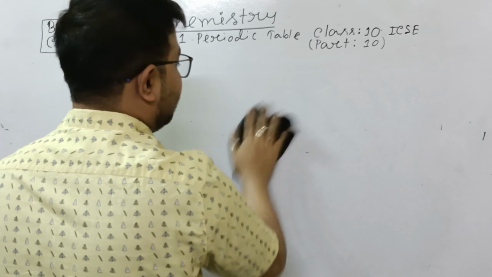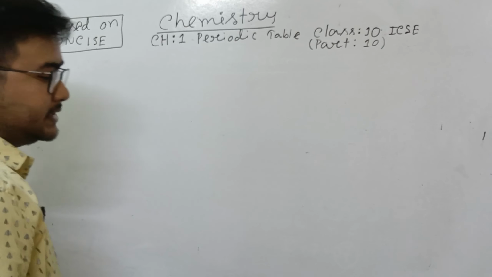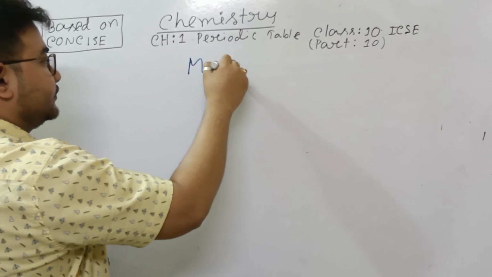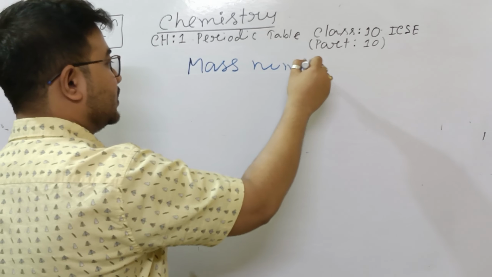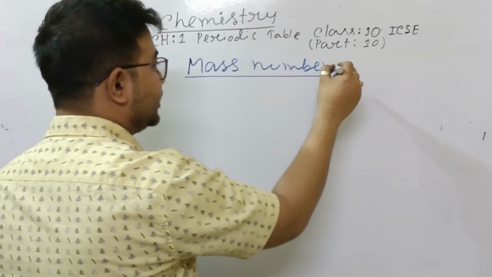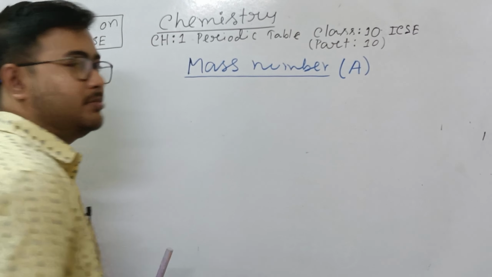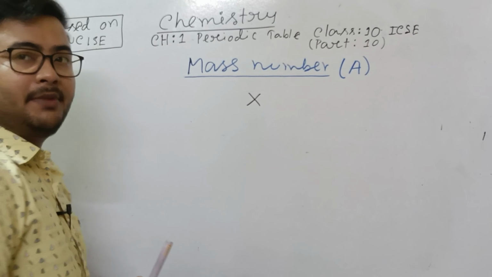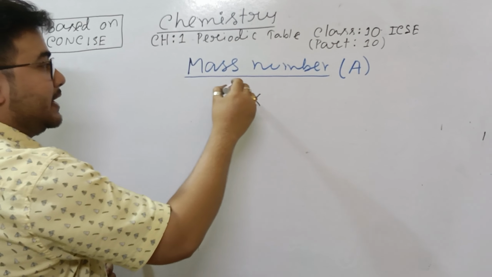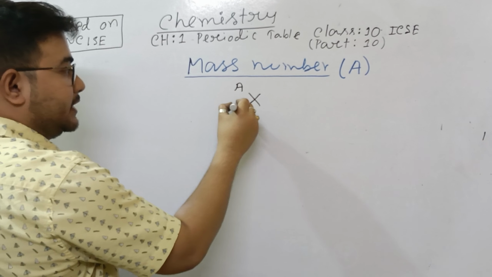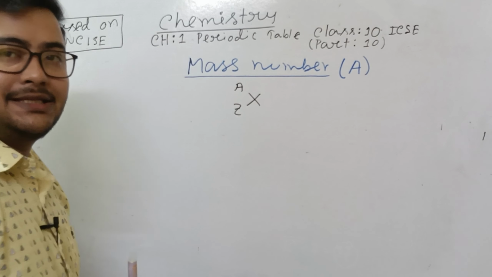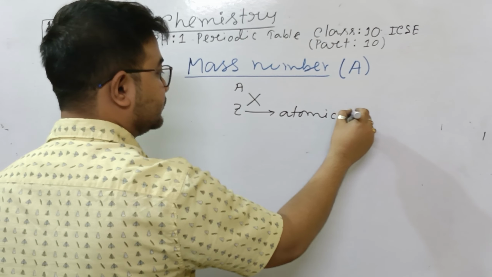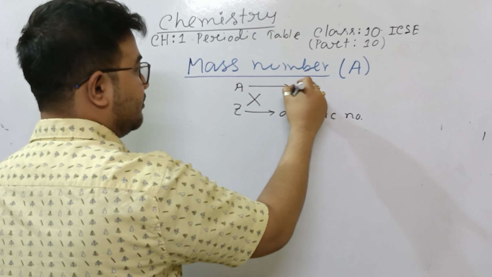Okay, so we completed our first topic, atomic number. Then we have the second concept, mass number. Atomic number is denoted by Z and mass number is denoted by A. Suppose we consider an atom X. Always the mass number is written at the top and the atomic number at the base of an element. So Z indicates atomic number and A indicates mass number.